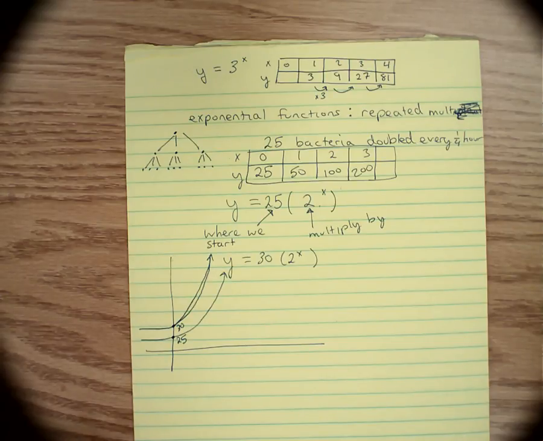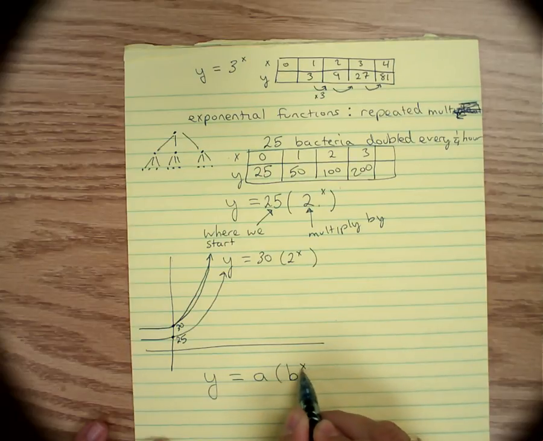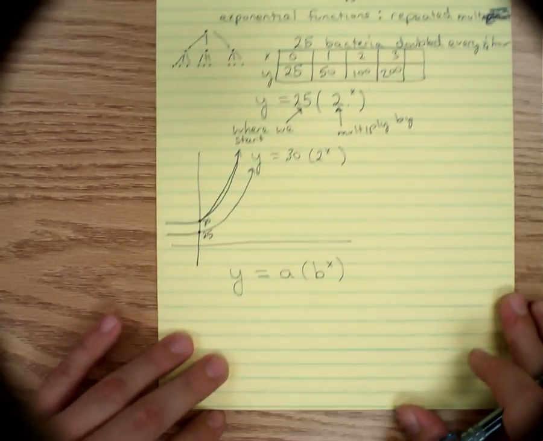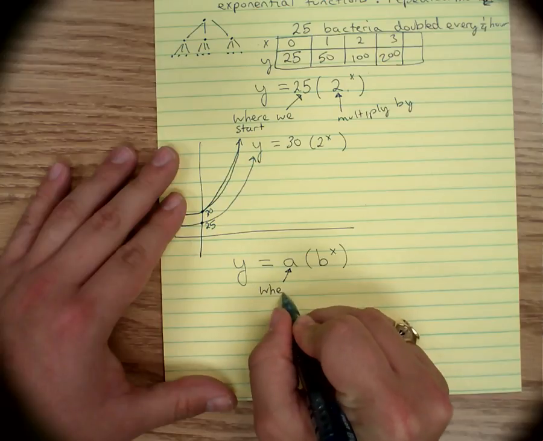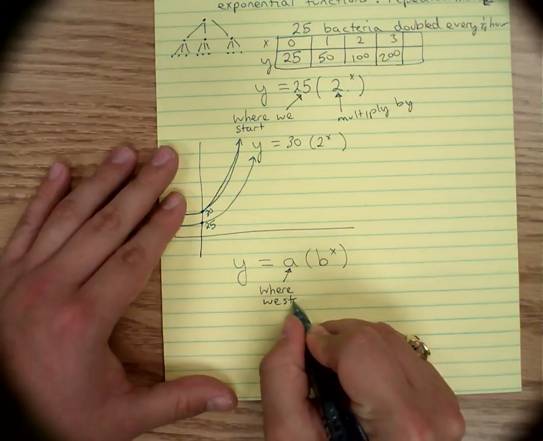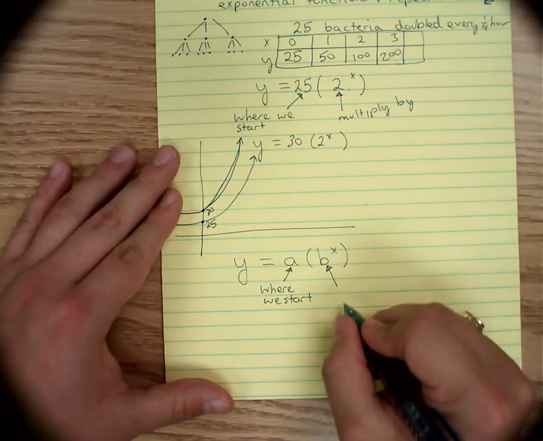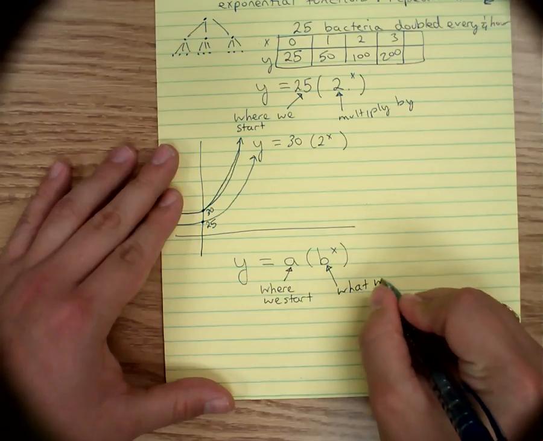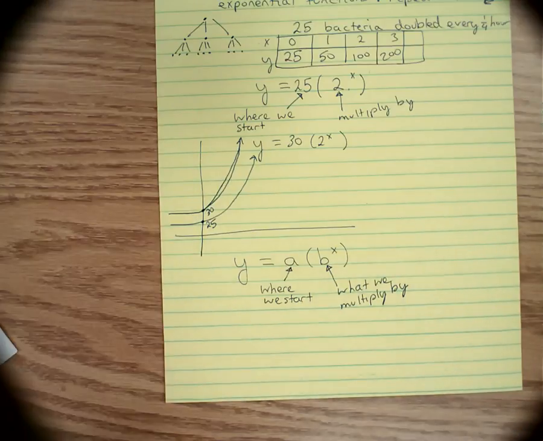All right. So again, here's what we're dealing with. We have y equals, if I have a times b to the x like this, you have to remember that generally the number in front is where we start, and the number inside the parentheses is what we multiply by. Okay, and that should catch you up. That's what we've done.